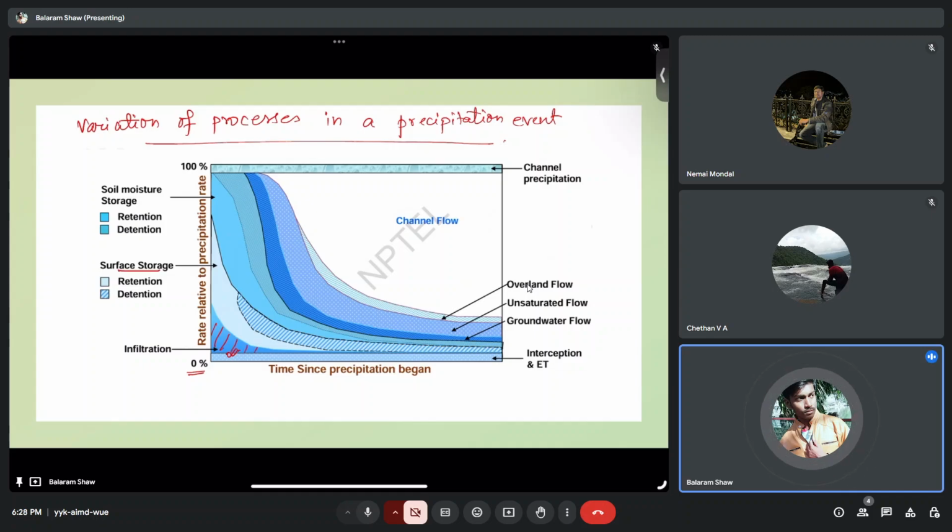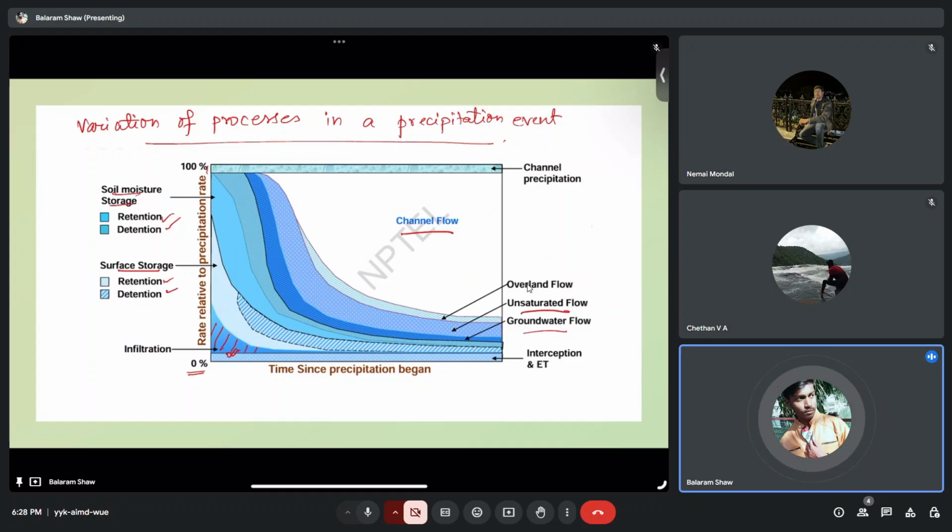After that, surface storage starts. Then we have retention and detention, which we'll see, and soil moisture storage, in which retention and detention also start. Then we have channel flow, as in overland flow, unsaturated flow, groundwater flow, and so on. At the top we can see a small section starting from less than 100%, because channel precipitation will also be there. So because of that we have this small gap or straight line. I hope this is clear.